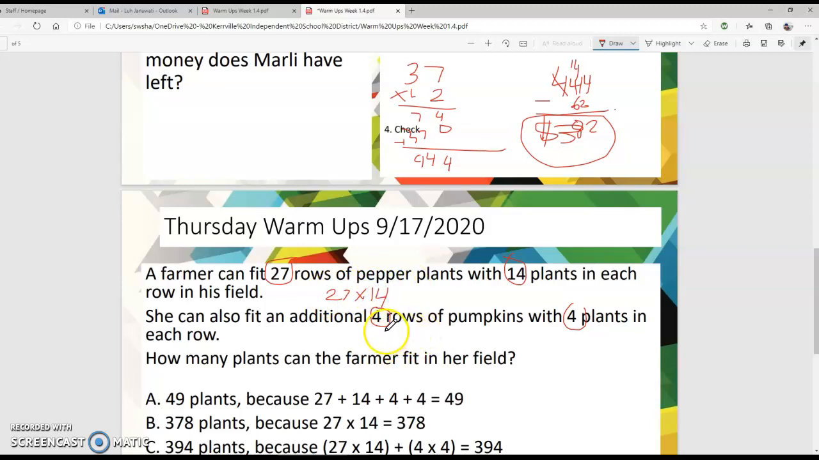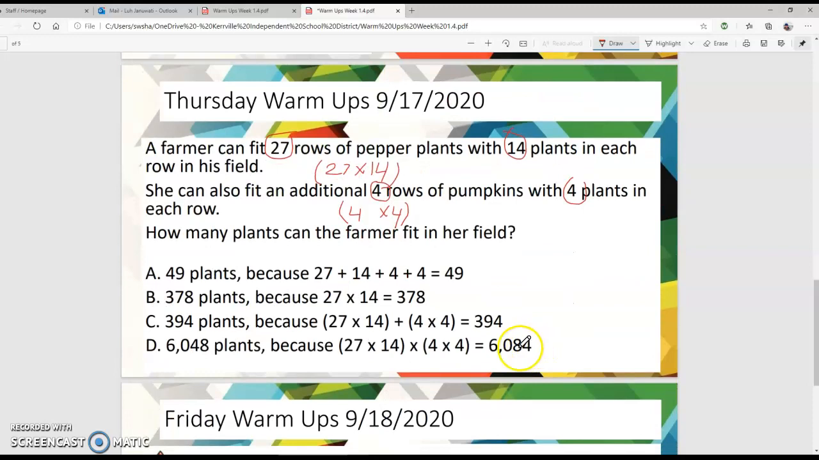Don't have the total, right? And this is 4 rows times 4. Once you have this too, and remember the parentheses tell you what you have to do first, right? Once you got that, you add it with this. So that one and that one, this is wrong. This didn't take into account the pumpkins. It's right you multiply, but you don't multiply here. You add those two to find the total in this case, right?